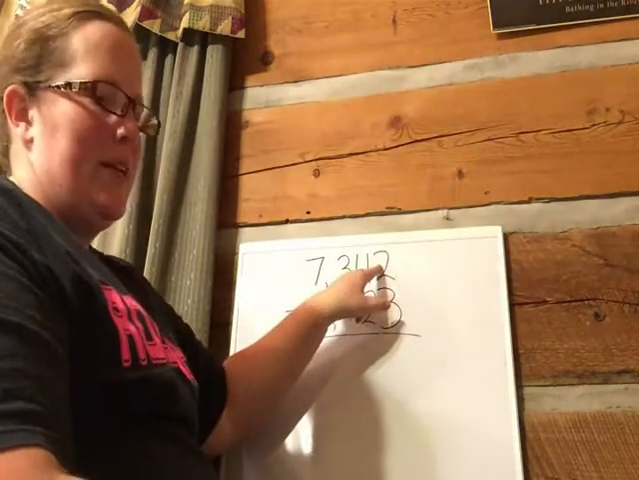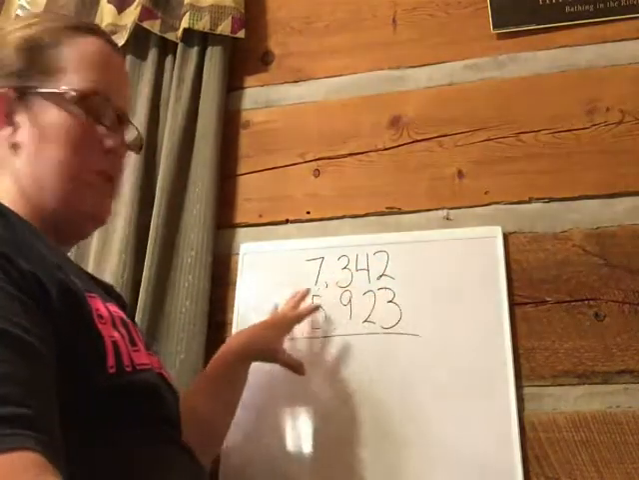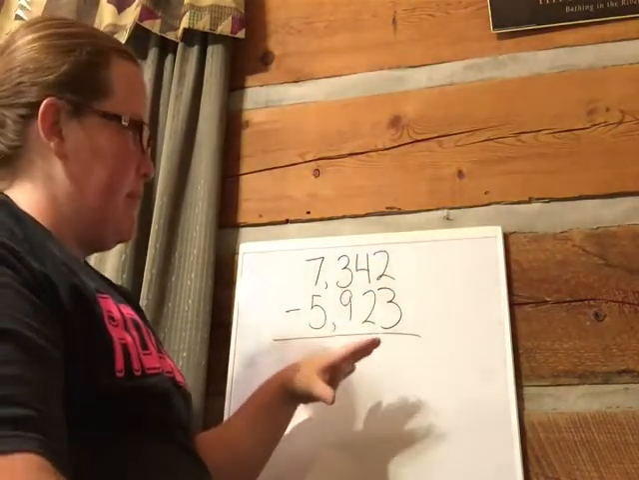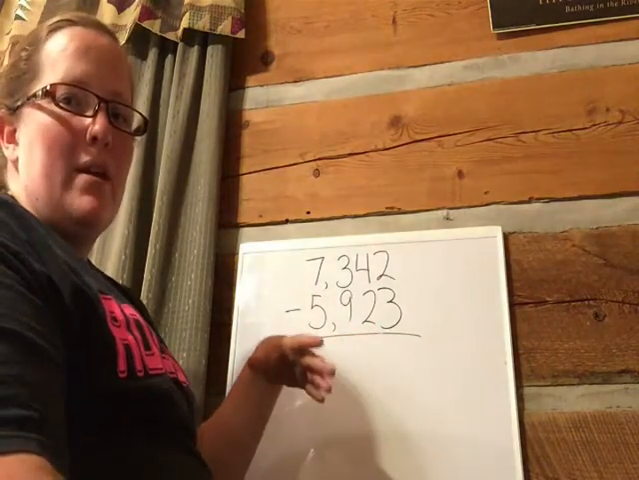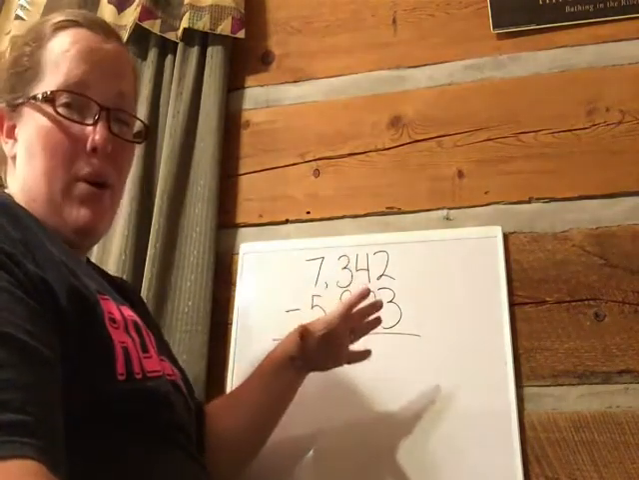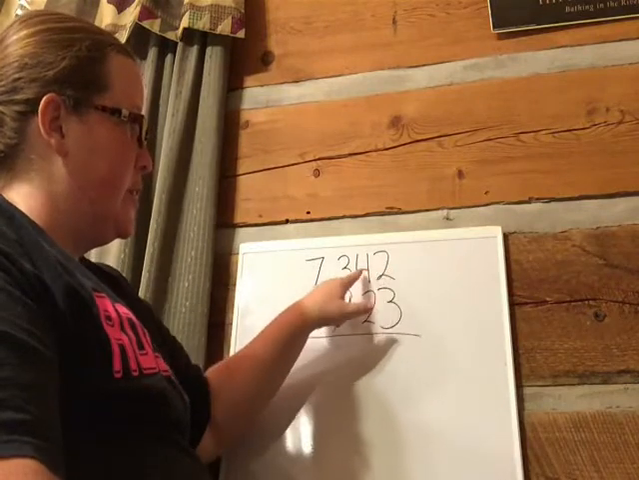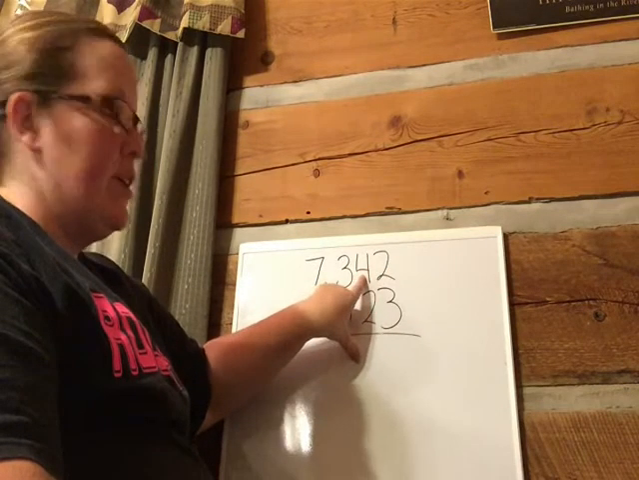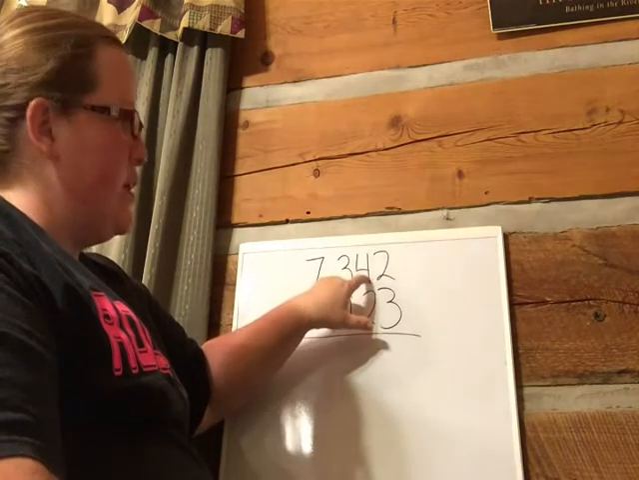So this number is not big enough. So we need to make a change to our numbers to make it big enough. Okay? Some people call it borrowing because that's kind of what you're going to do. You're going to go look at your neighbor over here. We're going to regroup one of these 10s.